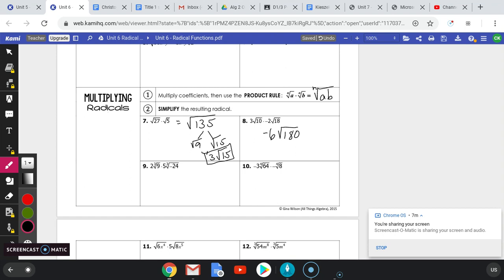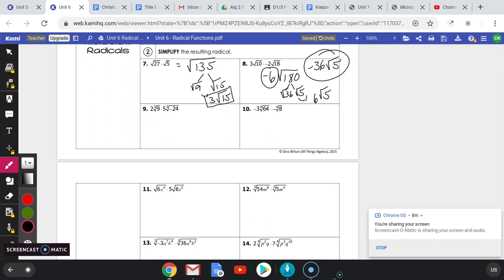Now I just go about simplifying just like I did before. What is the biggest perfect square that goes evenly into 180? When I do the math here, it looks like 36 and 5. What's the square root of 36? It's 6. So this goes down to 6 square root of 5, but don't forget I have to multiply this negative 6 afterwards on the outside. So my final answer is negative 36 square root of 5.